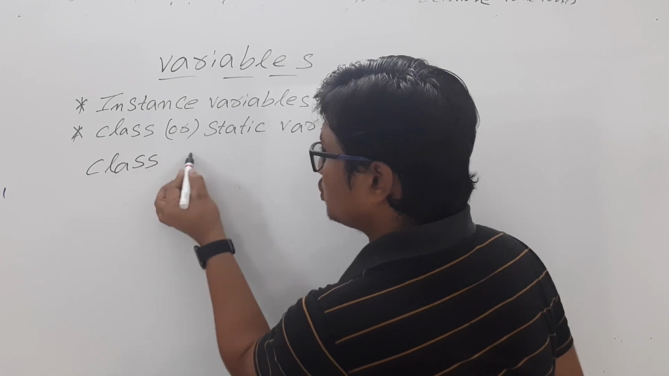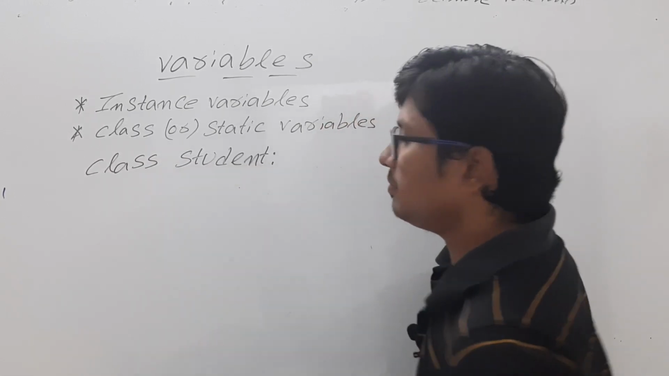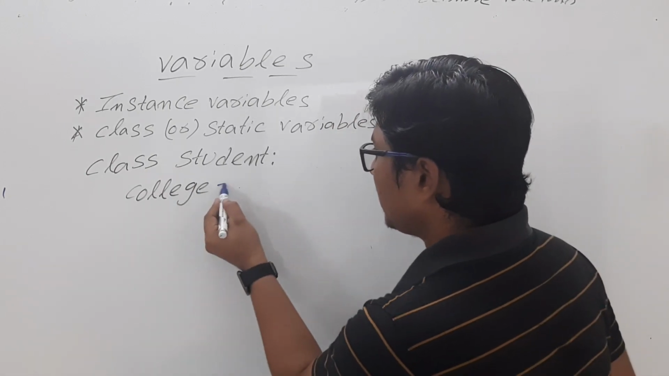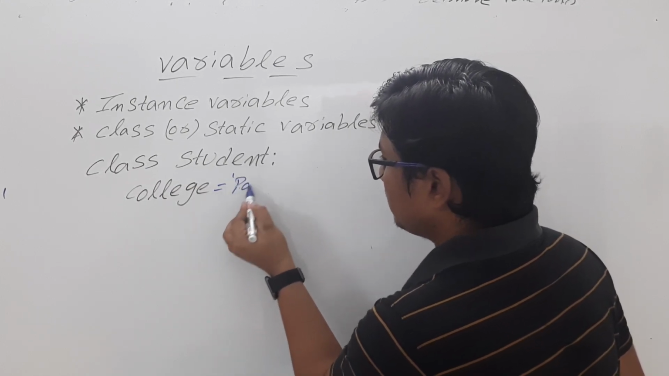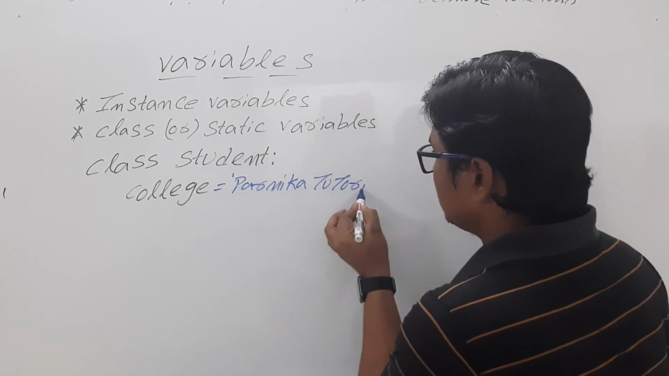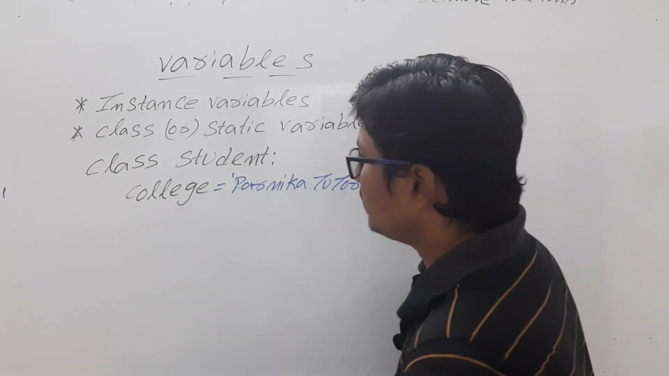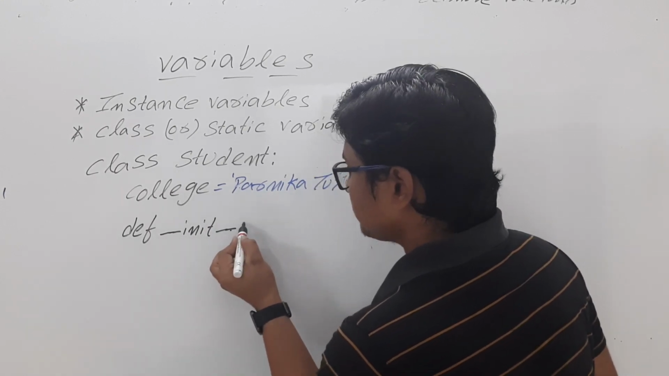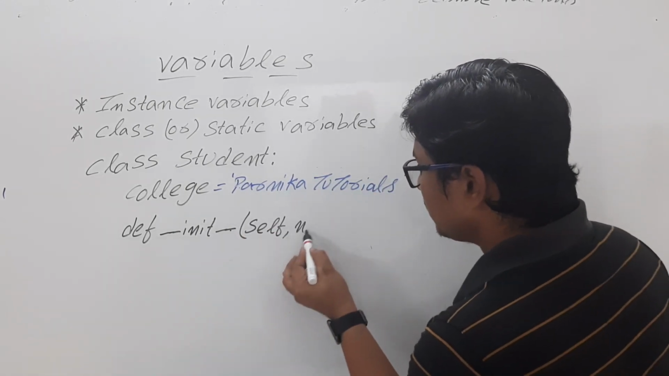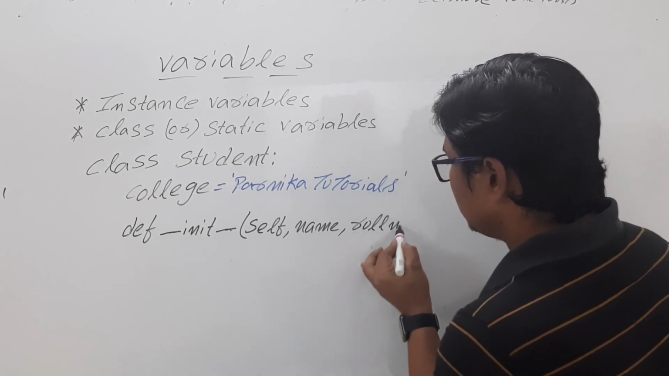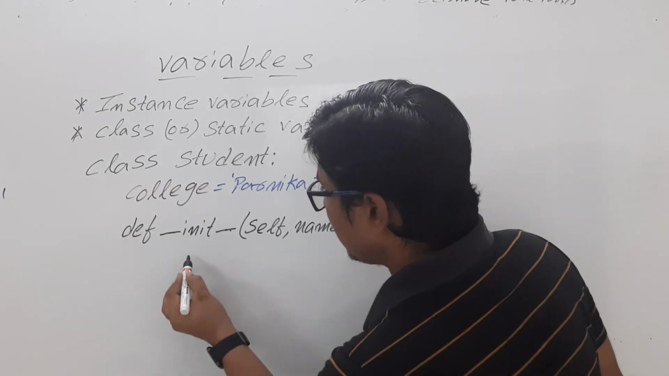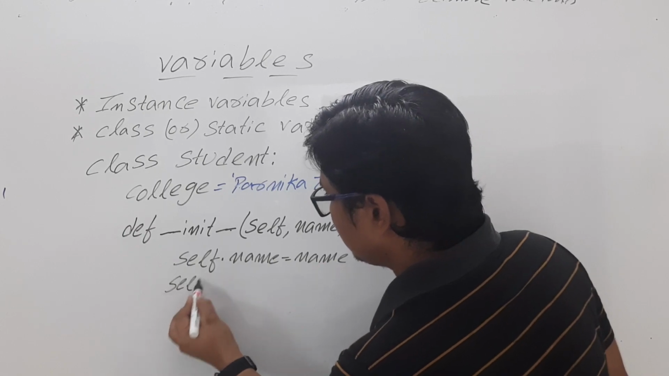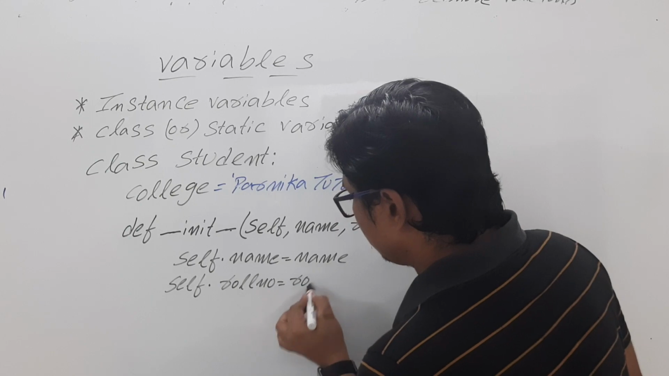I am creating a class called student, and I am using one class variable called college is equal to, let me write, Parnika tutorials. This is the college name or the university the student is studying. Then I am defining an init method to initialize, underscore underscore init. Then I have self, and I am taking two variables called name and roll number. Is it clear? Then what I am doing? I am writing self dot name is equal to name, self dot roll number is equal to roll number.